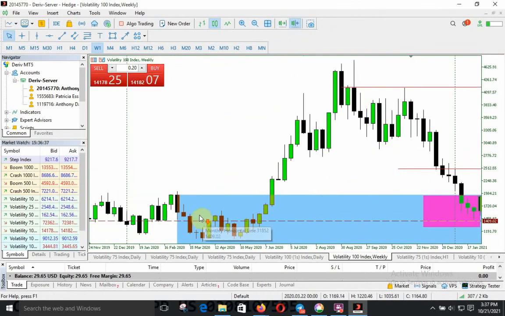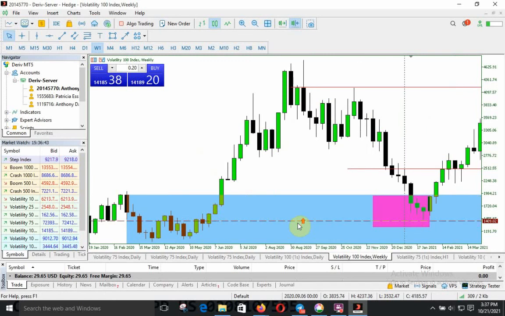So for instance, this was where the OB order block was. Even if you want to refine it further, look at the weekly time frame. Could you see this?